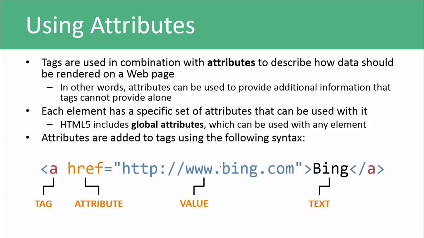Attributes are added using the syntax located below, right? So here we have our tag keyword, which is A. This is for a link. We've got our href attribute, which has a value of www.bing.com, and then our text, which would actually be the hyperlink that we would click on a page in order to go visit Bing.